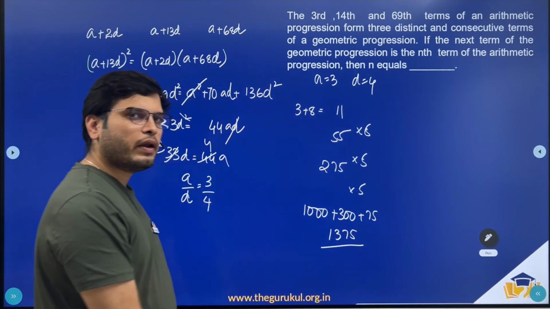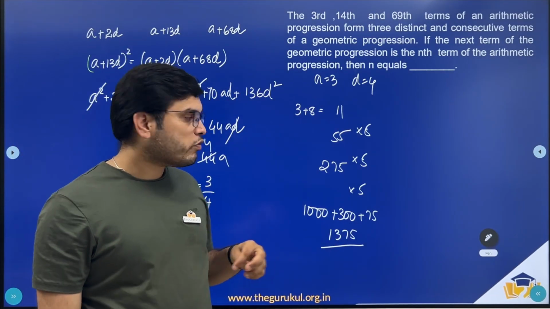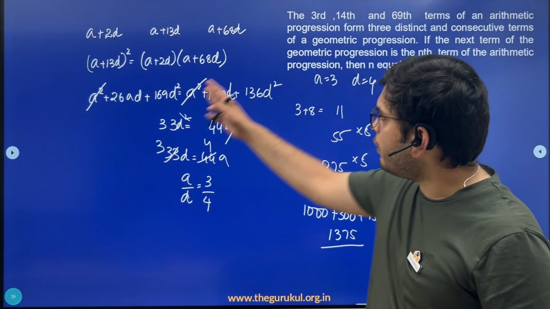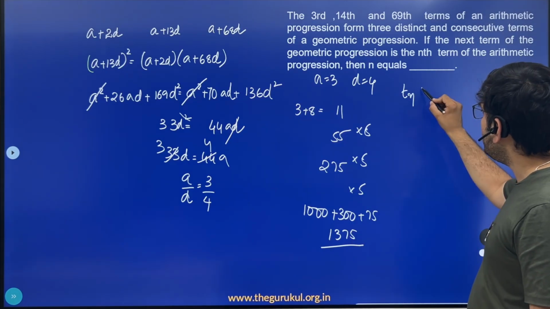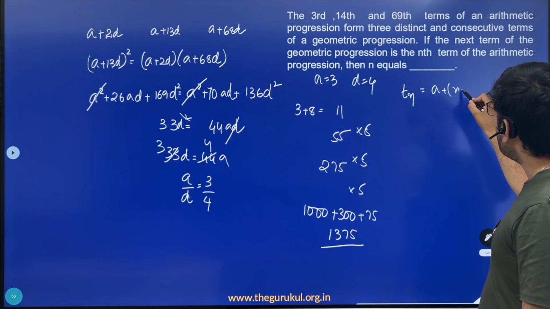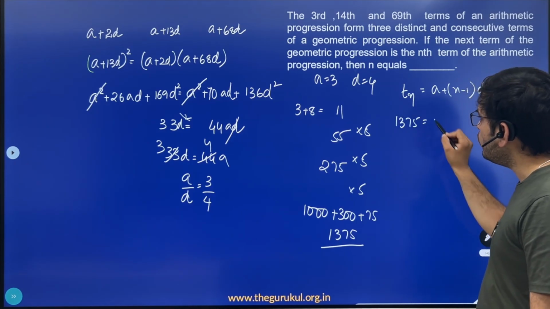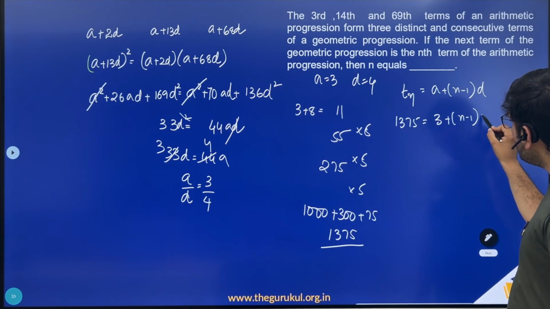1375. Right. Now this is with respect to the geometric progression. Now we are asked to find 1375 would be what term in the case of the arithmetic progression. Now let that be the nth term. So Tn is equal to a plus n minus 1 into d. Now 1375 is equal to, now we have the value of a as 3, plus n minus 1 into 4.